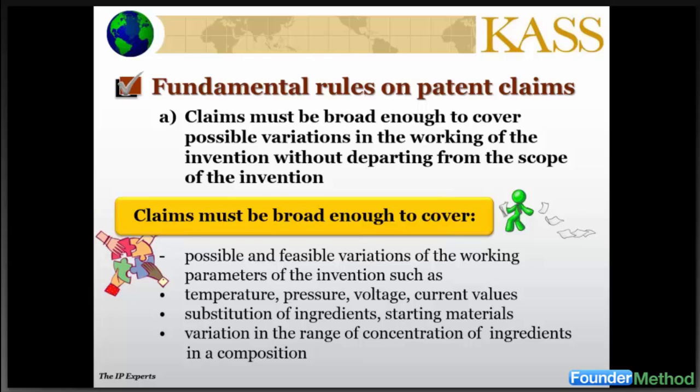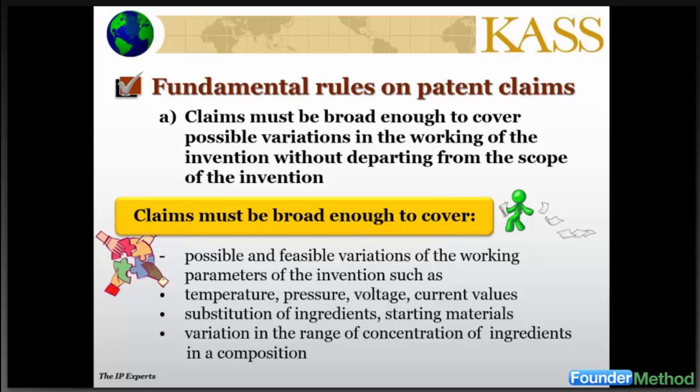So when you do the research, the patent claims must come in such a manner that they are broad enough, not too narrow, so that others cannot use the invention and not infringe. At the same time, it must not be too broad. But generally, the rule is that it must be broad enough to cover possible variations in the working of the invention without departing from the scope of the invention.